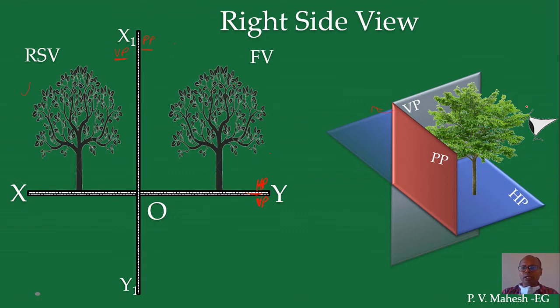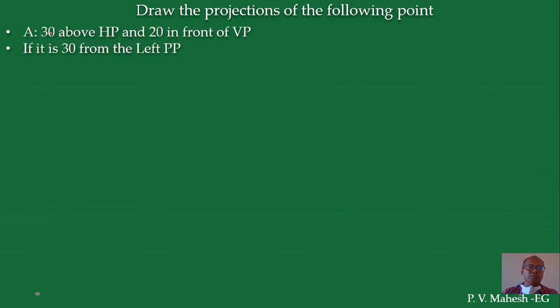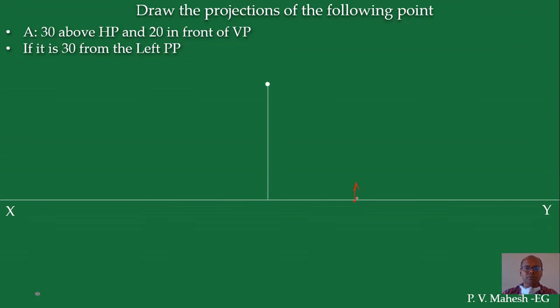Now here the observer is seeing from the right side, and we are getting the image on the left side. So the left side view is coming here, and this is the right profile plane. So they ask to draw the projections of the following point: 30 mm above HP, 20 mm in front of VP, and 30 mm from the left profile plane. So in front view, this is HP, so the point is above HP, so it will be like this, 30 mm above HP.